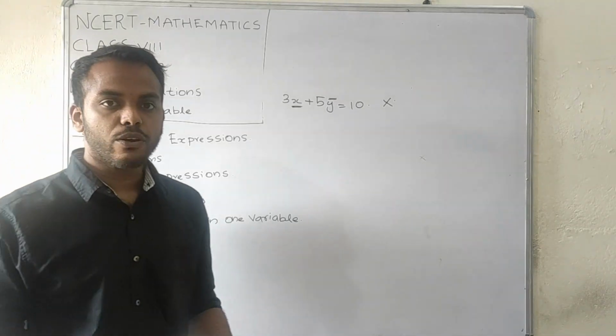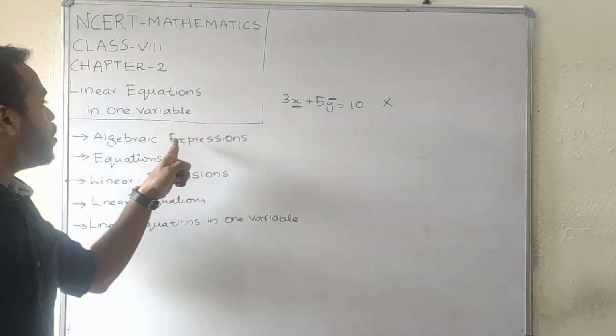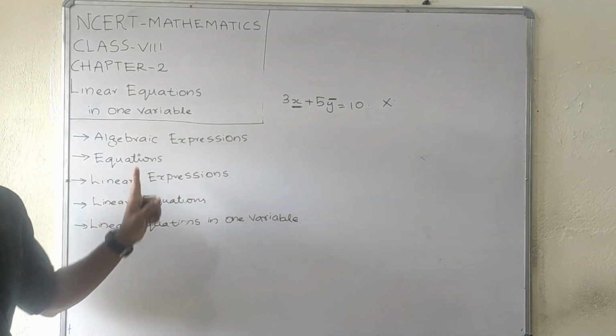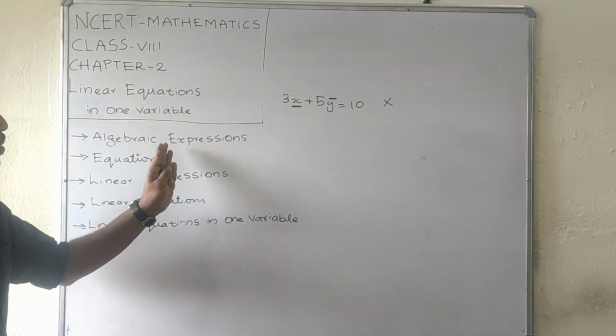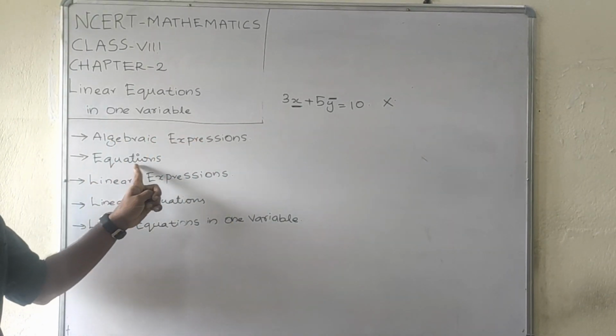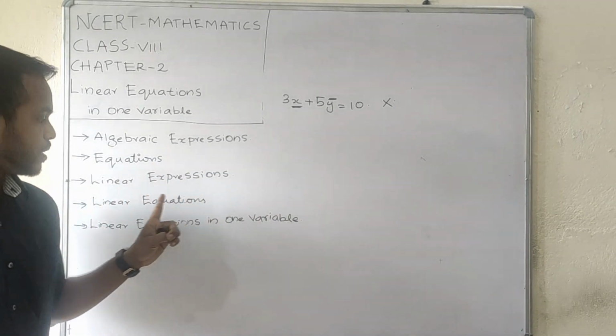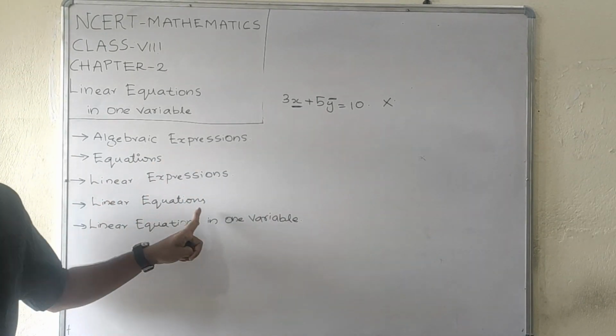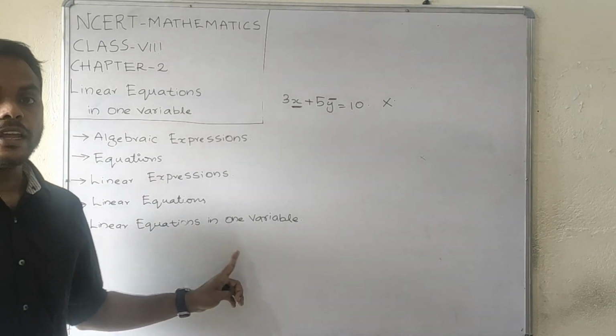Now try to create your own examples for all these 5 categories. What are all the examples for algebraic expression, example for equations, example for linear expression, example for linear equation, example for linear equation in one variable.